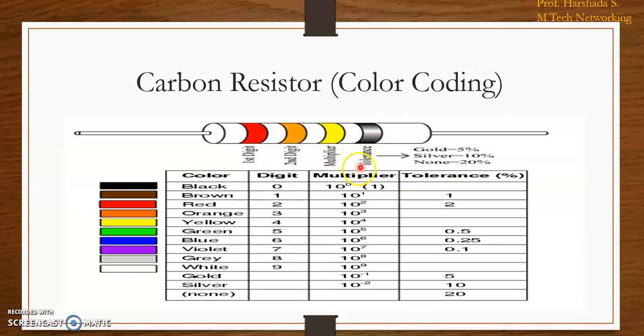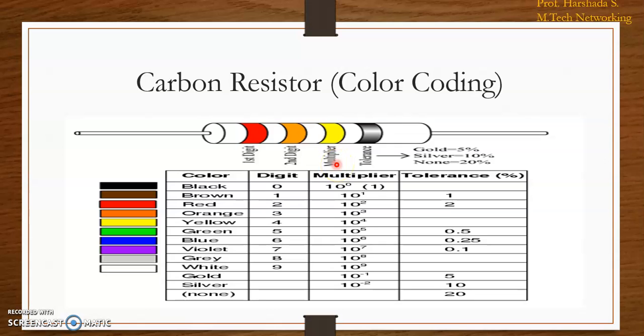So here in the tolerance again, 3 fixed values are there, which are gold, silver and none. Gold contains 5% tolerance, silver contains 10% tolerance, and none means nothing is given between these two, gold and silver. If no tolerance is mentioned in an example, then we take 20% tolerance for every example where the tolerance is not given.